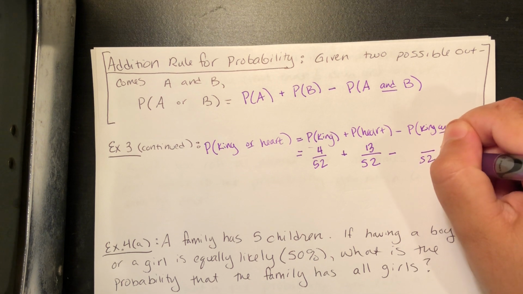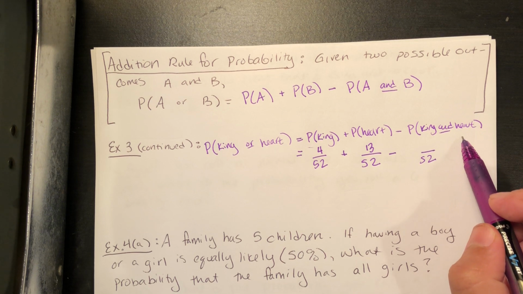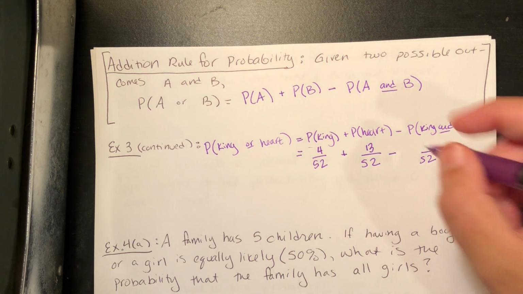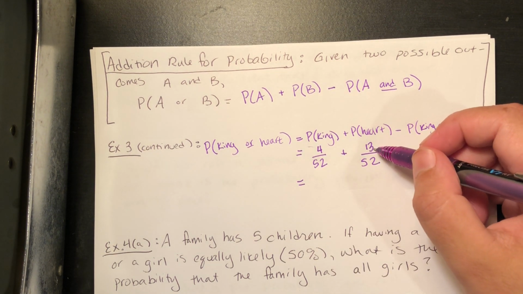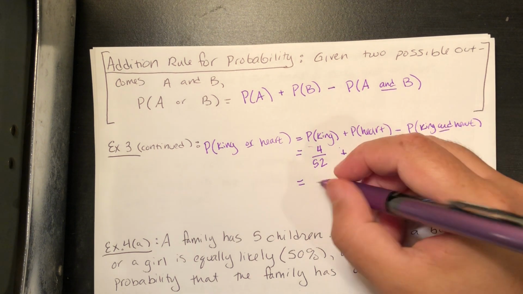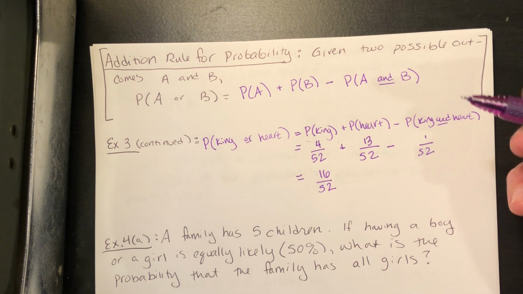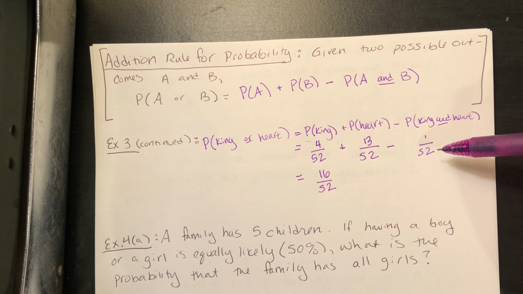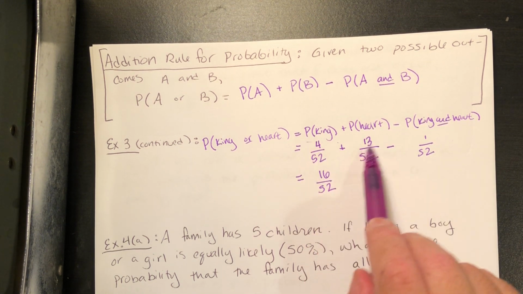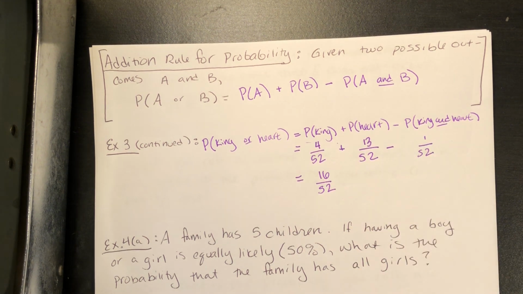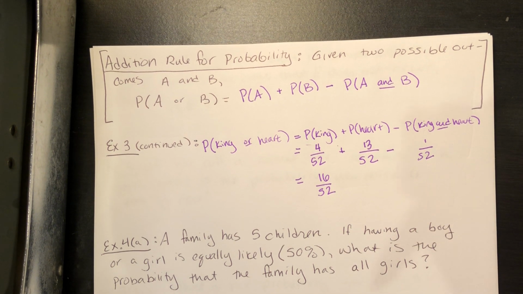There are still 52 cards in the deck, but only one card that is both a king and a heart, and that is the king of hearts. So the probability that you pulled the king of hearts is just 1 out of 52. Adding this all together, we get 4 plus 13 is 17, minus 1 is 16 out of 52. That's the same thing we got in the last one. So we see exactly how this works. It's really just using the principle of inclusion-exclusion, which would have given us 4 kings, 13 hearts, but we subtract how many are both kings and hearts. So this rule is just an extension of the principle of inclusion-exclusion for probability.